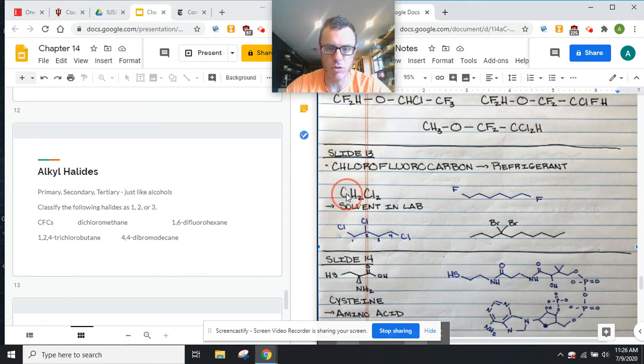Dichloromethane. See, this is methane. There's only 1 carbon. Dichloro because there are 2 chlorines. 1,6-difluorohexane. You can see fluoro means fluorine. That means it's hexane, 6 carbons. Carbon number 1 and carbon number 6 have fluorines. Then down here, 1,2,4-trichloro. So we have 3 chloro groups.